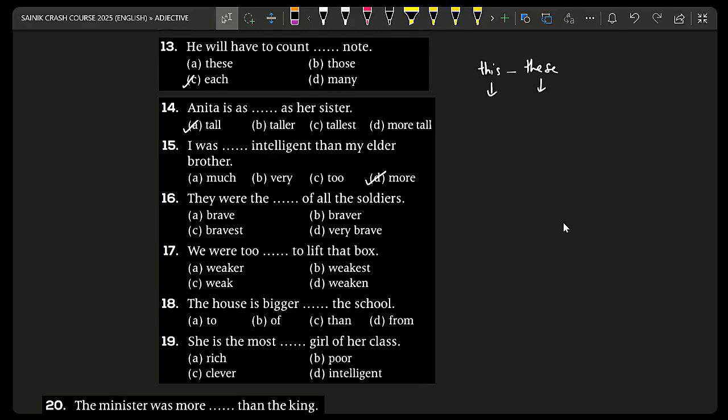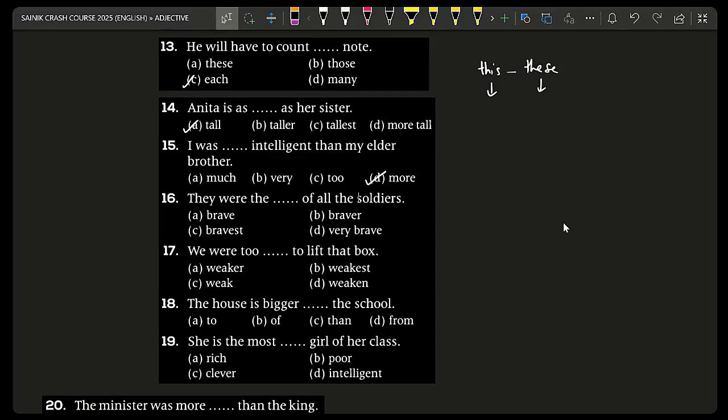Okay, you gave the correct answer, but how did you identify it? Can you explain? Sir, because "soldiers" is plural. Plural means more than two, right? Yes. There is one more clue to identify "bravest". What is the one more clue?